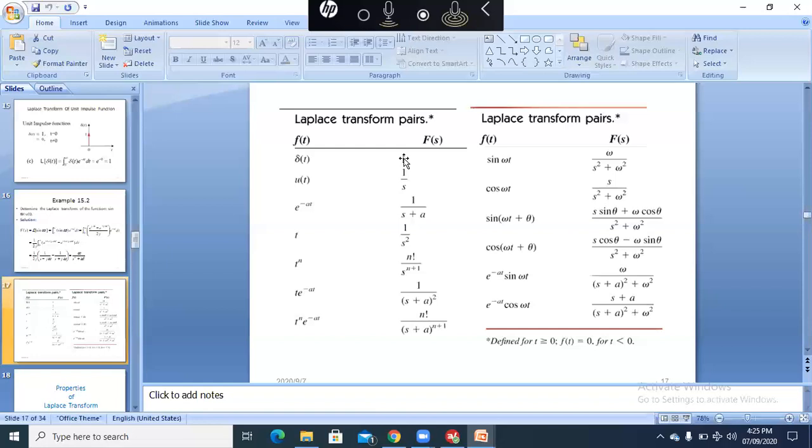So we finish our lecture here, and the next time we will learn about the properties of Laplace transform.